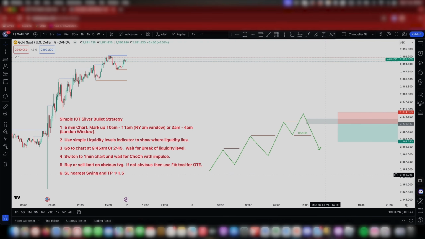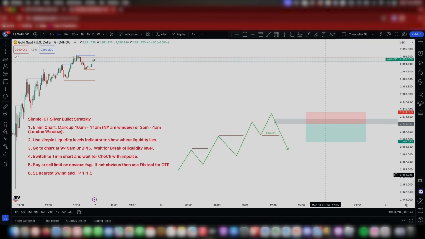Okay, so quickly, I just want to go over, for some people, one of the questions I got is, what is a CHoCH? What is a change of character? Now, this is the only place that maybe there's a little bit of subjectivity, but I can't help that, because even though there are some indicators that show you this, I still think it's better to do it yourself as price comes. So I'm going to explain to you what a change of character is, okay?